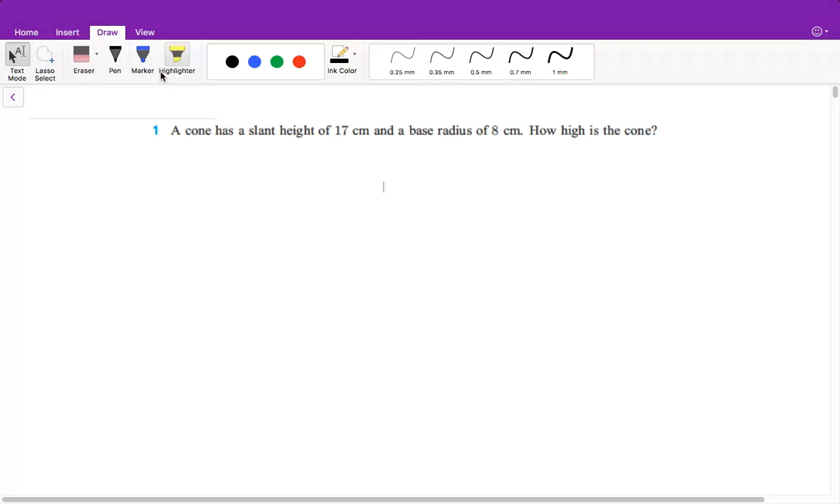All right, so for here it says a cone. Remember, there's going to be 6 questions that are going to be word questions like this, and only a couple of them will the image be drawn for you. So you will need to know how to draw these images. So you need to know what is a cone. All right, but a cone has a slant height of 17 centimeters and a base radius of 8 centimeters. How high is a cone?